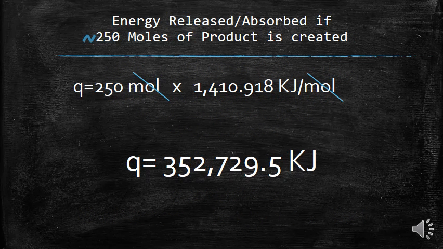So now we are going to find how much energy is released or absorbed if about 250 moles of product is created. So with this, what we're going to do is multiply 250 moles by the enthalpy of reaction we previously found, which is 1,410.918 kilojoules per mole. And you multiply these together, and because both of the numbers have mole as a unit, those cancel out, and then that means kilojoule is the only unit that will be in our answer. So 250 times 1,410.918 is 352,729.5 kilojoules for our answer.